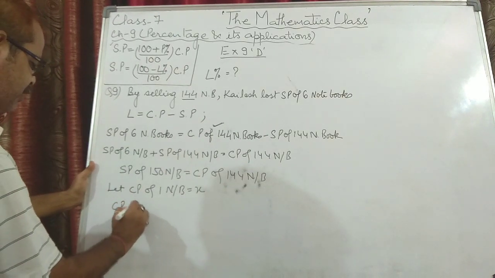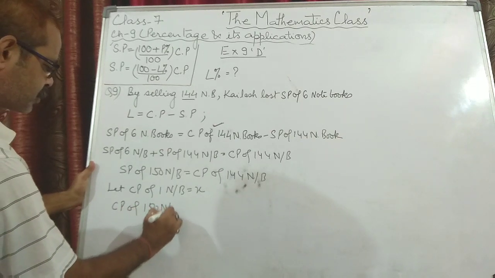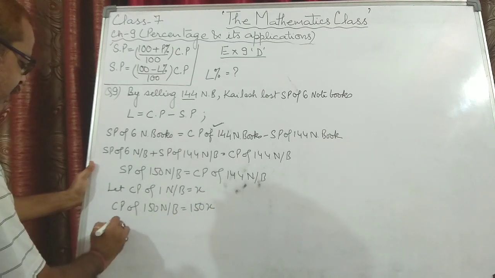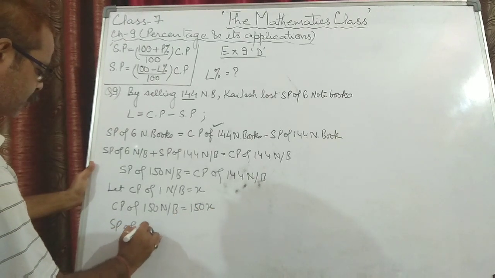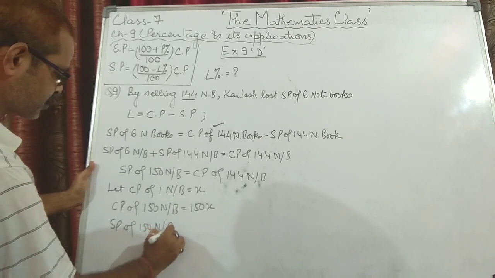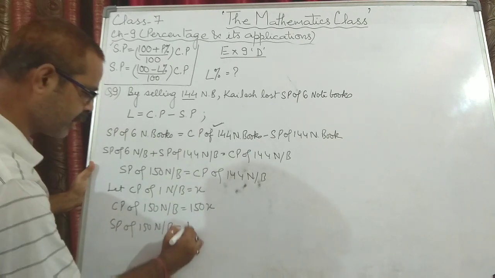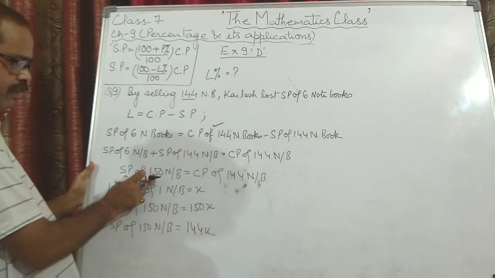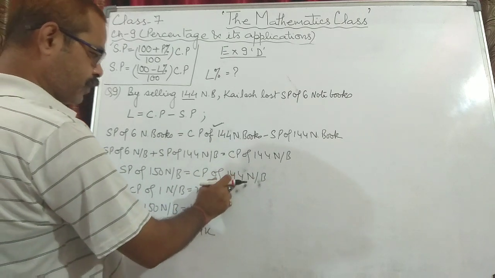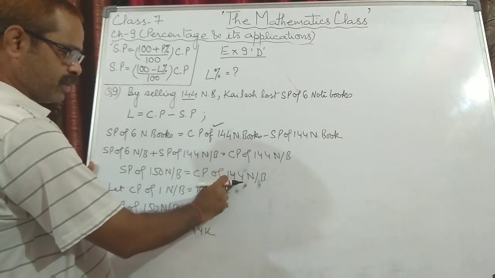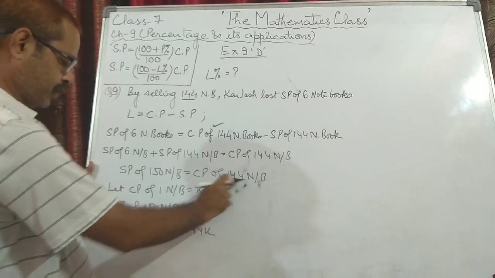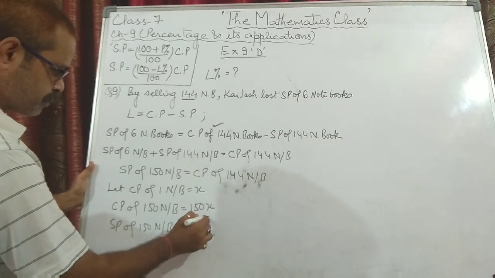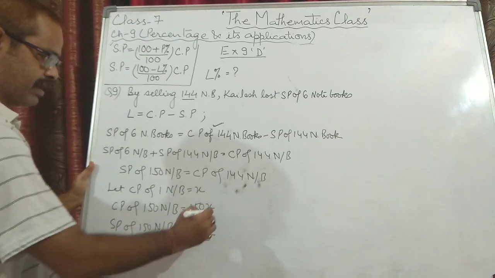So cost price of 150 notebooks will be 150 times X, and at the same time selling price of 150 notebooks will be 144x. Why? Because they say selling price of 150 notebooks is equal to cost price of 144 notebooks. Cost price of one notebook is X, so cost price of 144 notebooks will be 144x, that is over here. Now you can see that selling price is less, cost price is more. It means there is a loss.